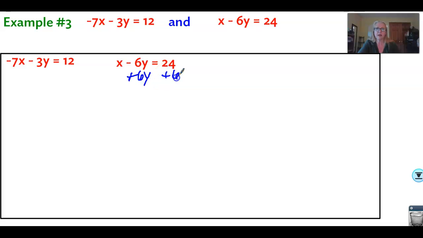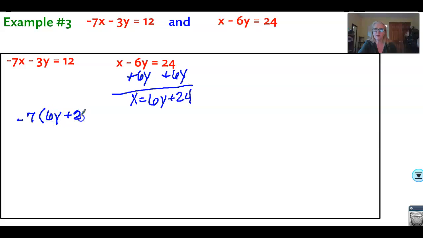If we add 6y to both sides, that gives us x equals 6y plus 24. Okay. Now we can substitute for x. All right. That will give us negative 7 times 6y plus 24 minus 3y equals 12. Okay. Now we're going to distribute the negative 7.